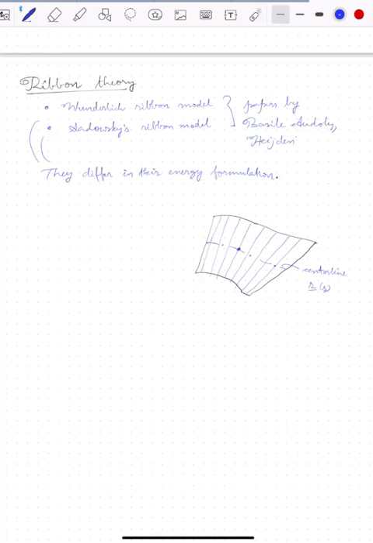And we consider one such ruling, and the local tangent is t vector of s. So t vector of s, and the normal to the surface is n vector of s, and then the binormal, right? So t cross.